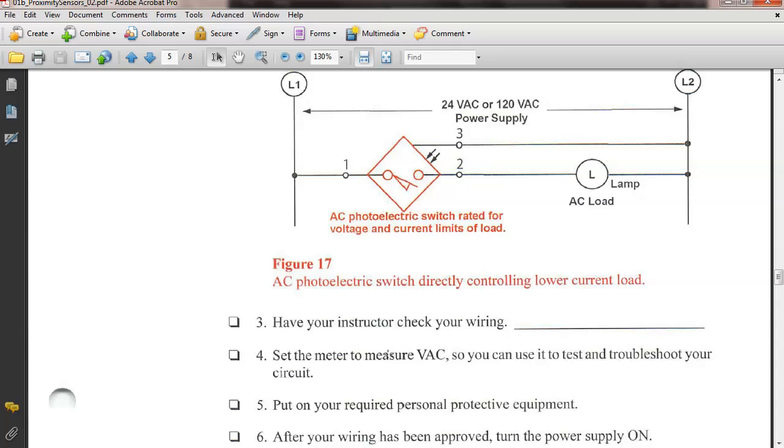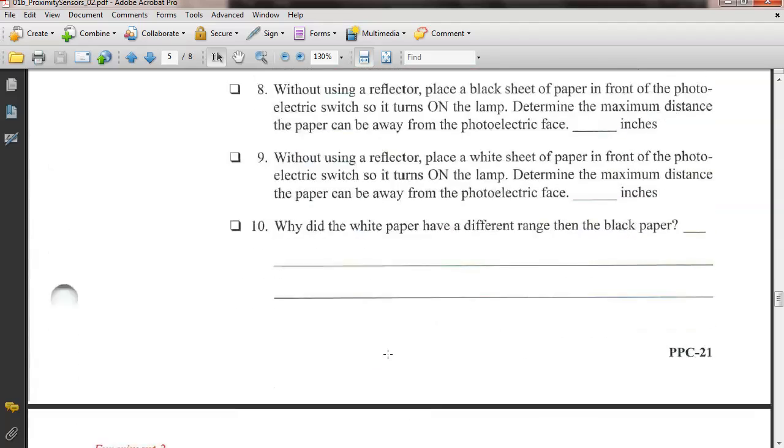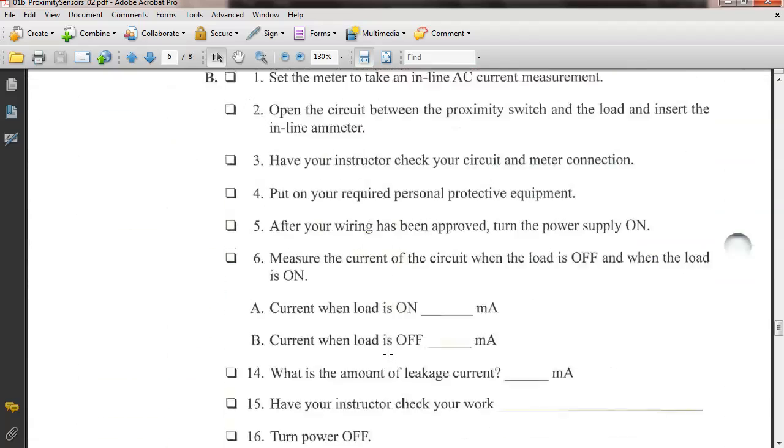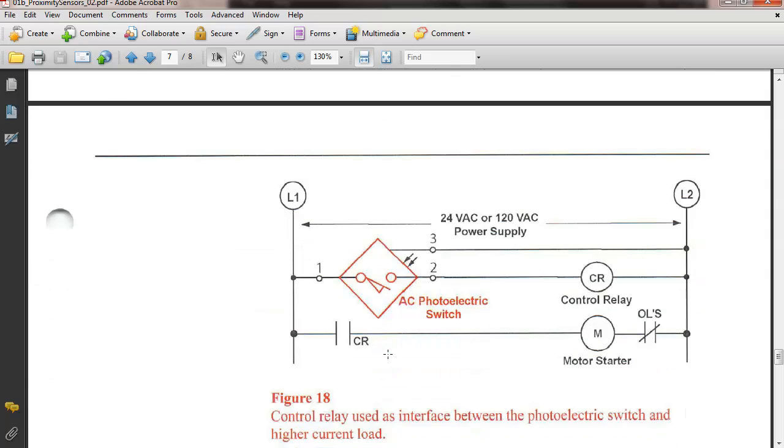So we'll start off with the basic circuit and see the difference in the wiring. Everybody okay? And then we'll basically do the same thing down here, where we'll take it and hook it up to a motor starter and run a 3-phase motor. Everybody okay there? Any questions on that?